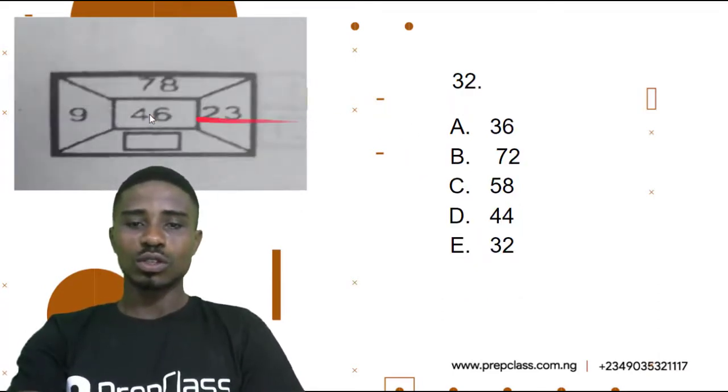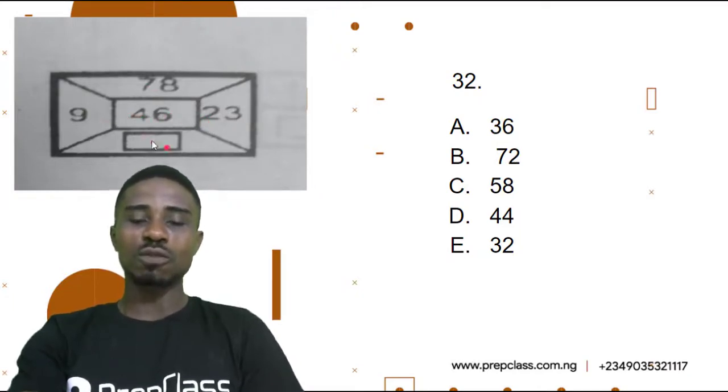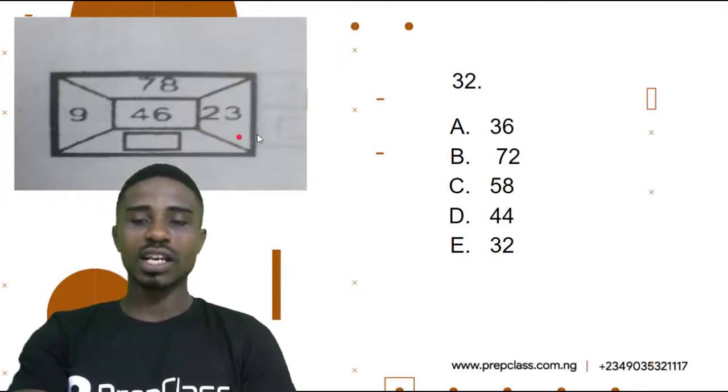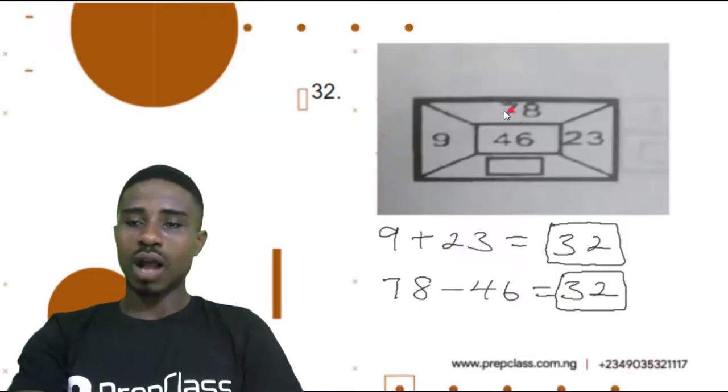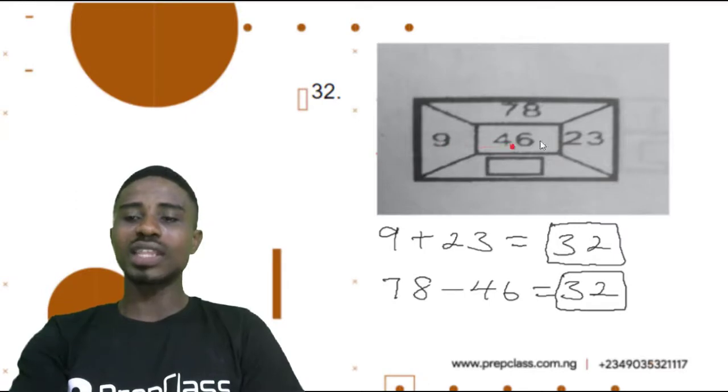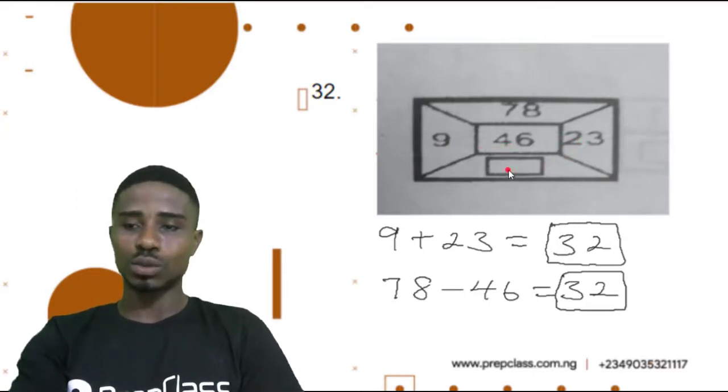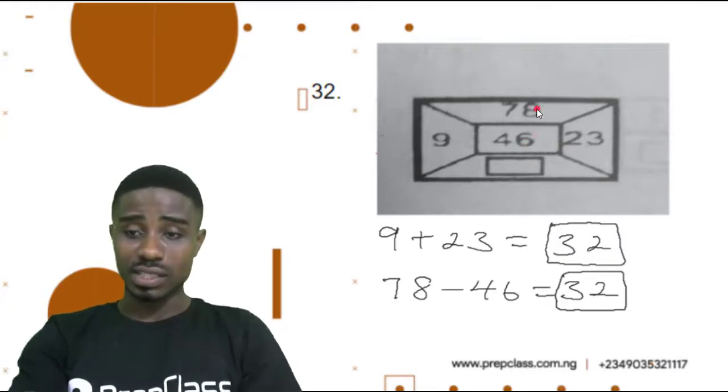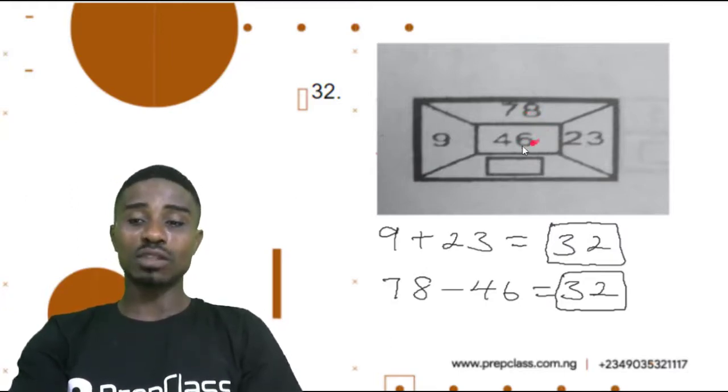Question 32. So we have 78, 23, 46, and 9. So we need to find what ought to be here. Just as we did in question 31, we'll be implementing or applying the idea from the sample to solve this question. Let's check out how to get it done. So I would say 9 plus 23, that will be equal to 32. And to prove it is correct, I would also say 32 plus 46 is equal to 78. And 78 minus 46 is equal to 32.